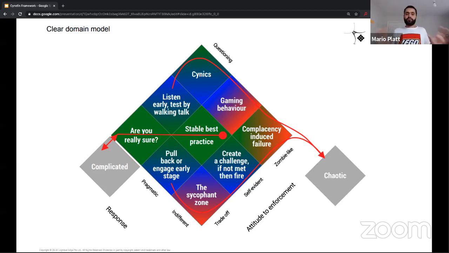So here we've got two dimensions. We've got attitude to enforcement, because deviation is not something that we can afford, and we've got response to it. How do people respond to it? How do they feel about it? On attitude to enforcement, it starts with trade-off. Here there are things that matter to you, but not so much that you're going to have to do something about it, and you just compromise.